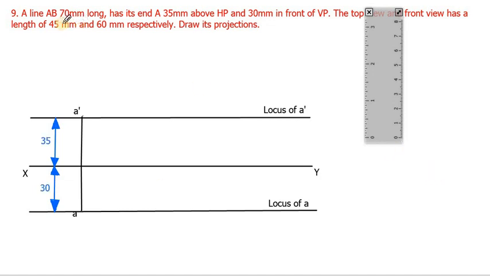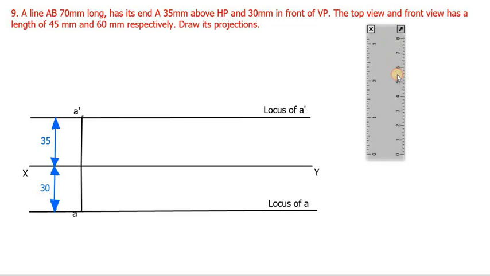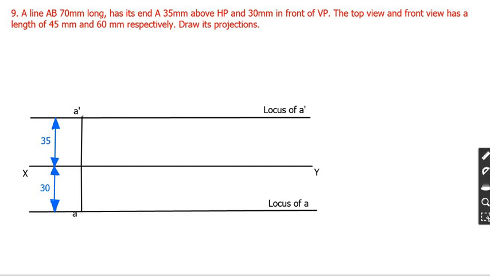Then the true length of the line is given as 70 mm, but the HP inclination, that is theta value, is not given. So you can't draw this particular true length line. Instead of that, the top view and front view has a length of 45 mm and 60 mm, which means the top view is given as 45 mm. So we know that the length of the top view will cut at locus of A. So let us do that one. So take the scale.